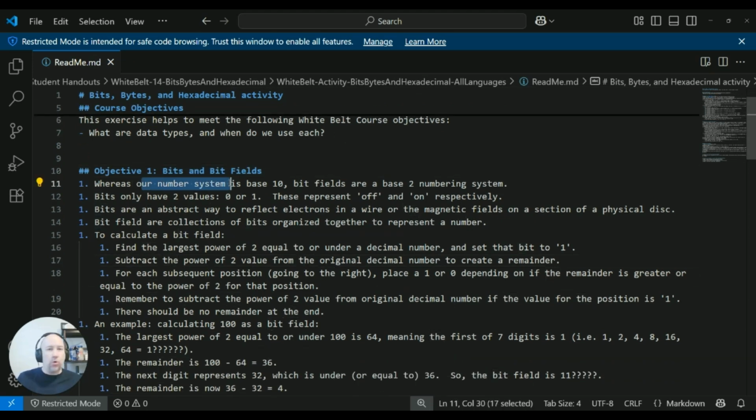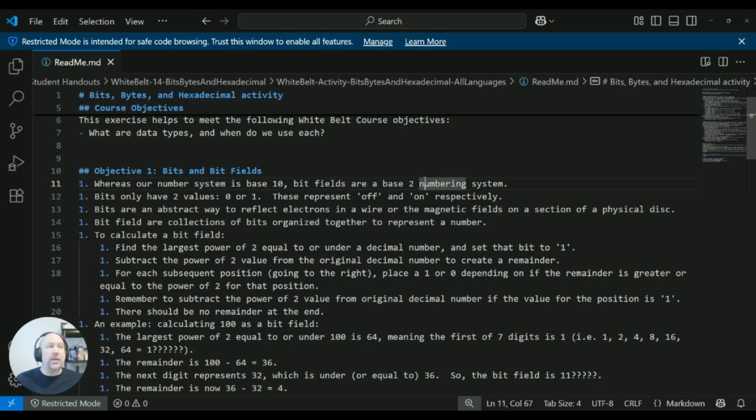Our normal numbering system is base 10. In other words, we have 10 characters before we move on and increment the next one: 0, 1, 2, 3, 4, 5, 6, 7, 8, 9. To go to the next number, we reset 9 back to 0 and add a 1 to the tens digit. So 1, 0 is 10 in our numbering system, which makes sense. We're used to that.